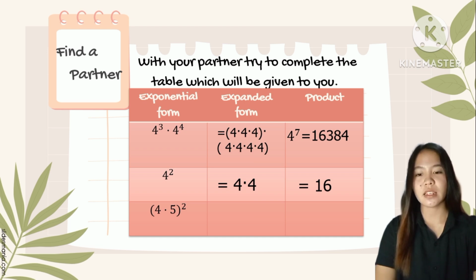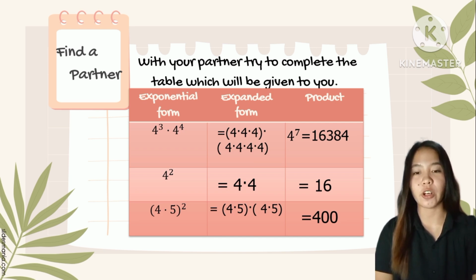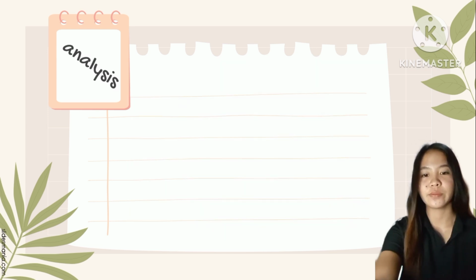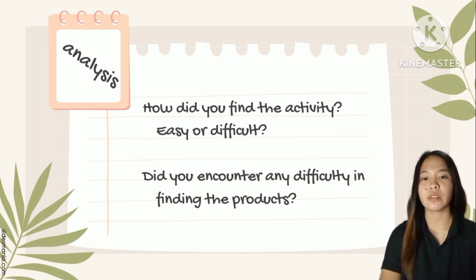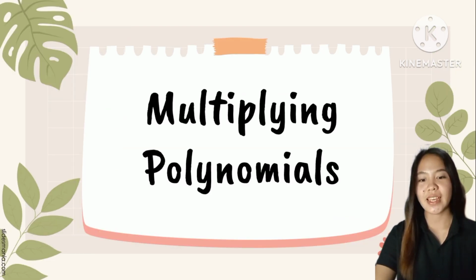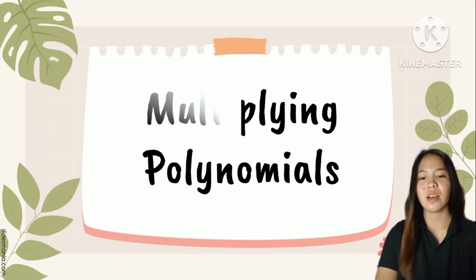And the last is 4 times 4 times 5 squared. The expanded form is 4 times 5 times 4 times 5, which is equal to 400, because 4 times 5 is 20 and 4 times 5 is 20. So 20 times 20 is equal to 400. How did you find the activity? Easy or difficult? Did you encounter any difficulties in finding the products? Is it easy, right? Okay, let's proceed to our main topic, which is multiplying polynomials.